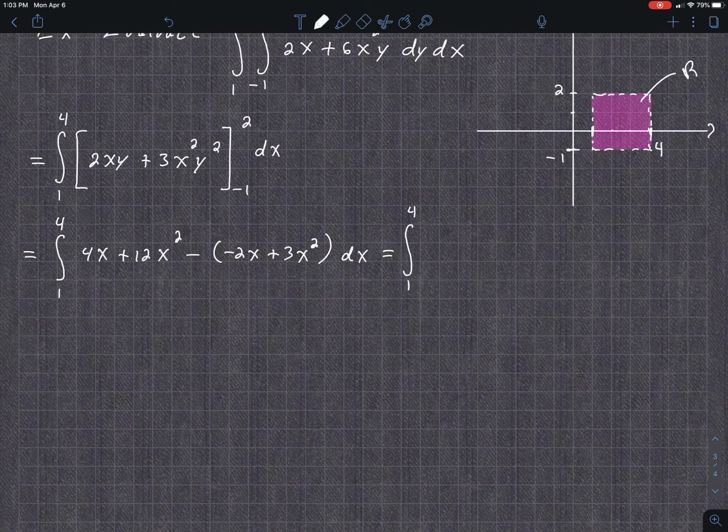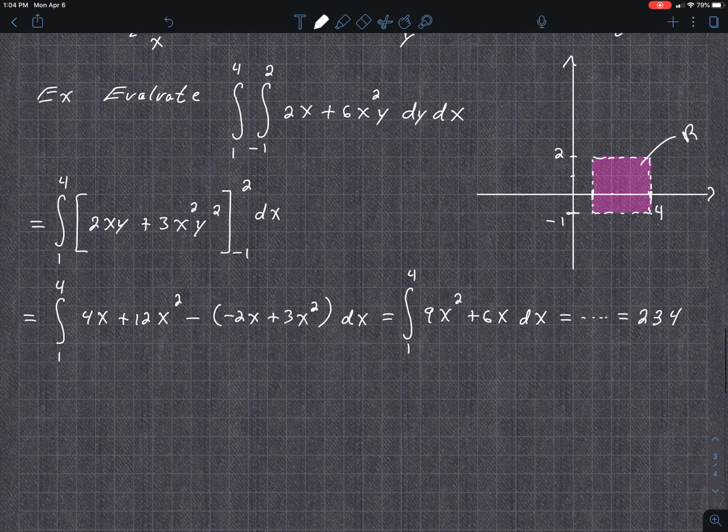Integral from 1 to 4. Simplify that, just distribute the negative and combine like terms. You get 9x squared plus 6x dx. And now you're back down to essentially just single variable stuff. So I'll let you finish that, check that, and you can pause it and do it later or whatever, but you get 234. So that was going dy and then dx.